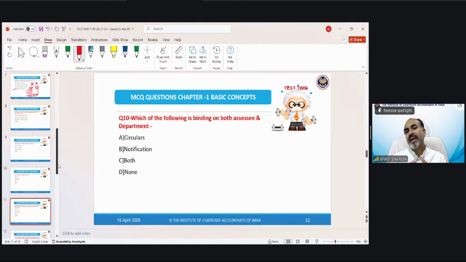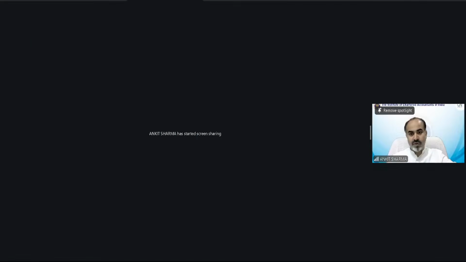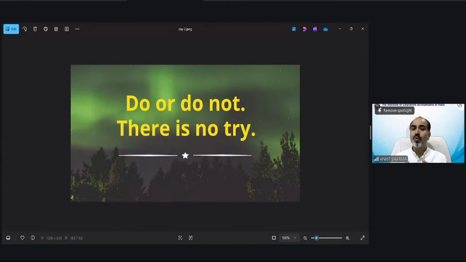Circulars are binding on the department but not upon the assessee. But the notifications are binding on both assessee as well as department. Okay. So these were the MCQs we have just gone through. Now, of course, before starting of the class on the basis of notes, the thought for the day for all of you is this: do or do not, there is no try.